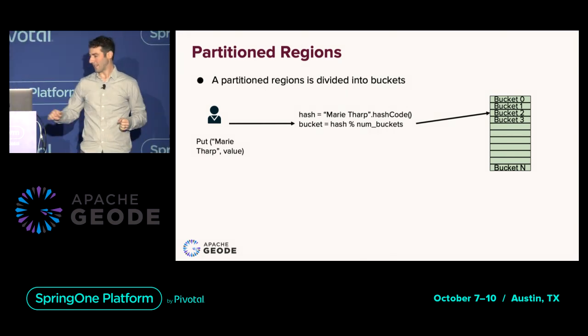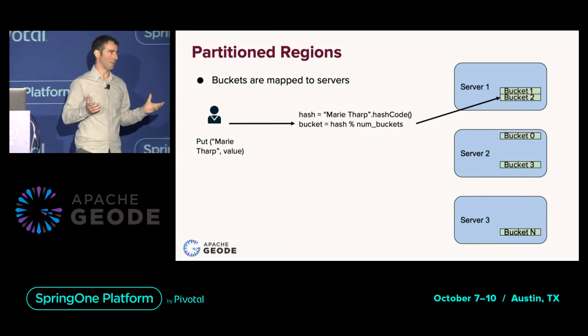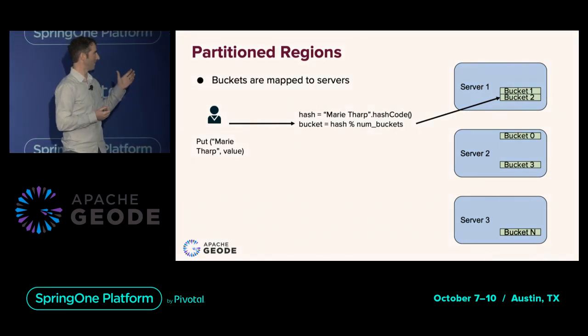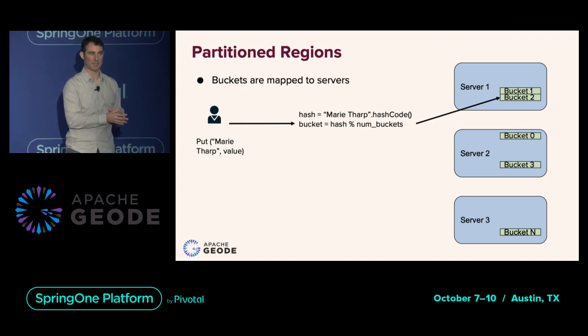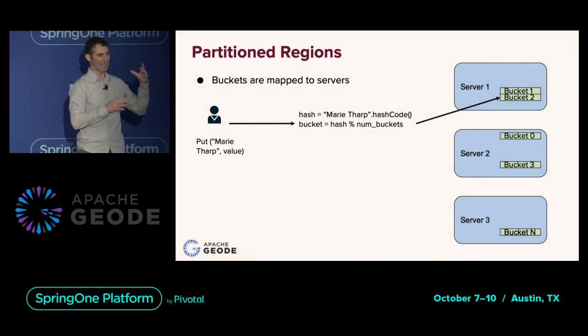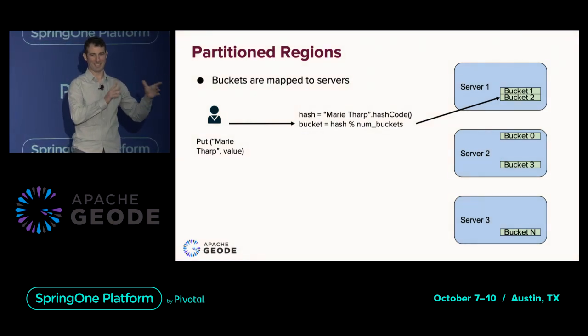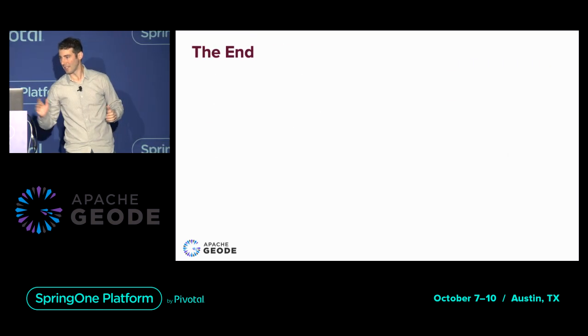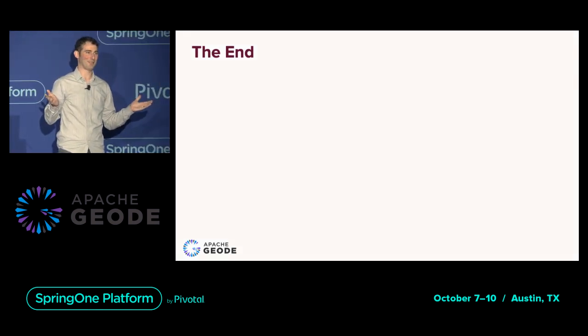And then we take these buckets and we distribute them amongst the servers, and that's basically where your data is stored. So based on the hash code of your key, that gives you a bucket, and then that bucket is stored on a particular server. And there's a little bit more complexity there. It doesn't have to be the hash code of your key. You can control that, but this is the simple model. So there you go. You know how partition regions work.